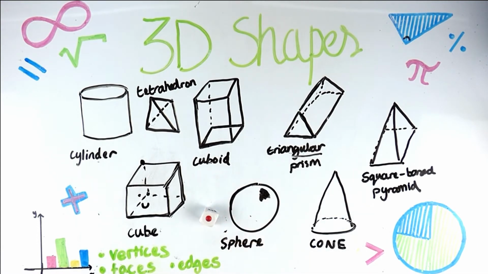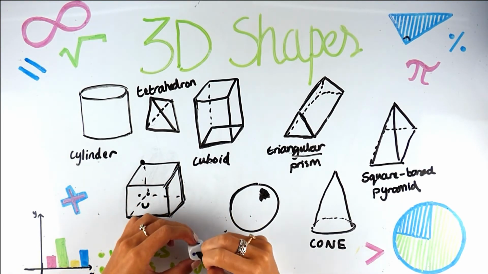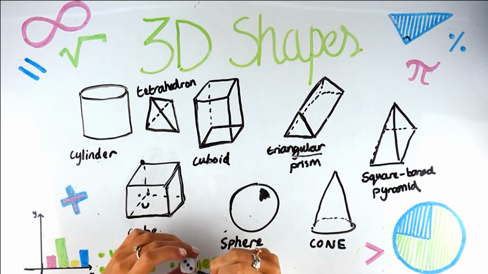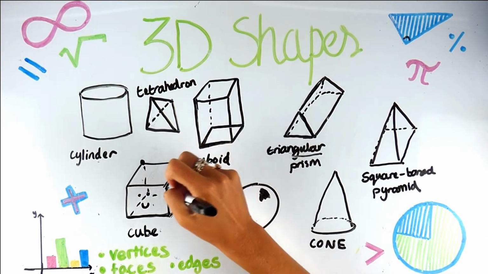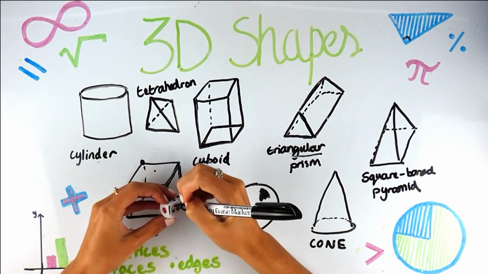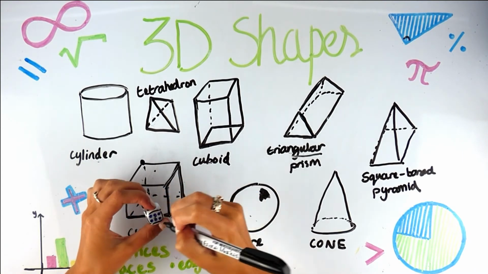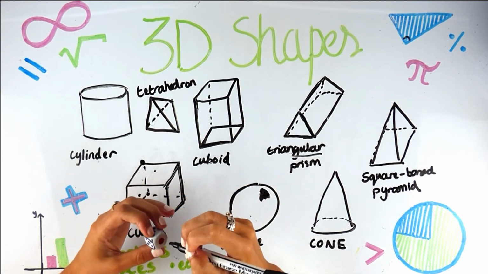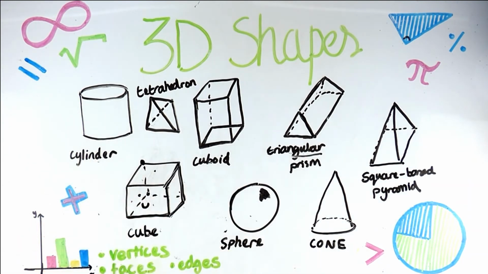If I bring my dice back into the picture and I want to know how many faces it has, I can just count. So I've got 1, 2, 3, 4, 5, 6. I've got this one and the opposite side, 1, 2, 3, 4, and top, bottom, 5, 6. 6 faces. If I look at edges, I can count 1, 2, 3, 4, 5, 6, 7, 8, 9, 10, 11, 12. So 12 edges.